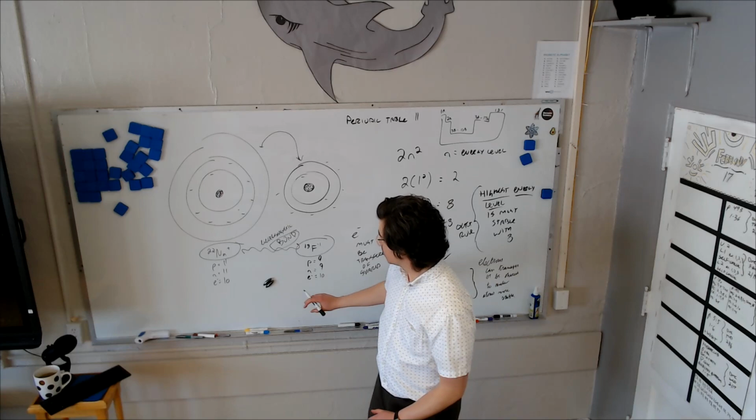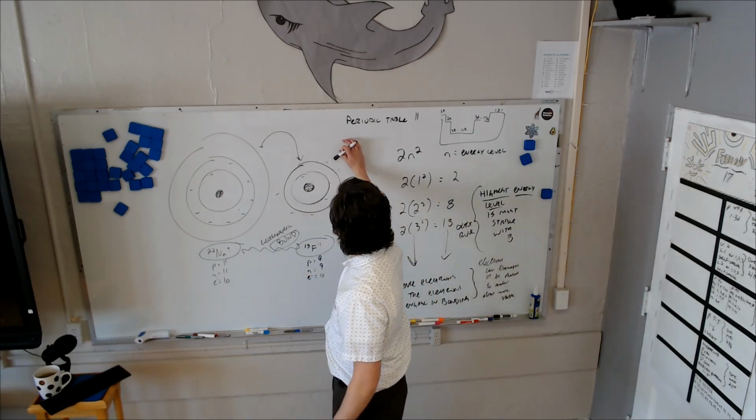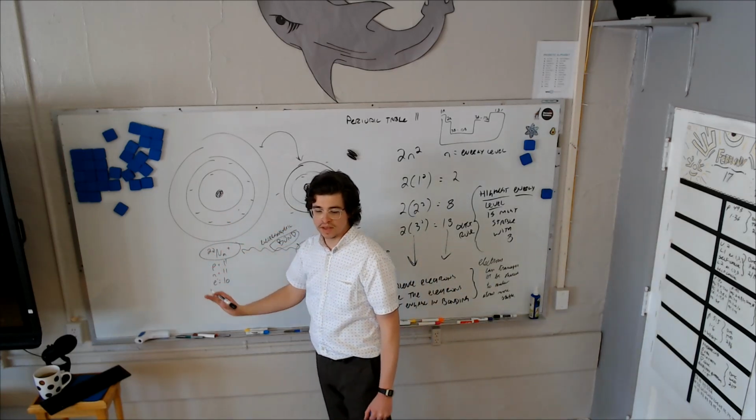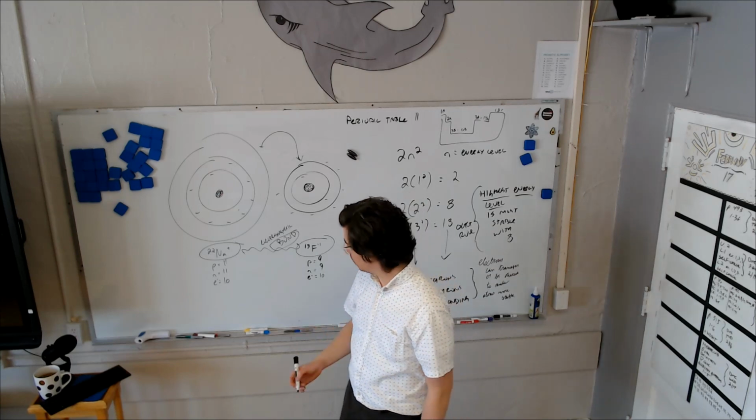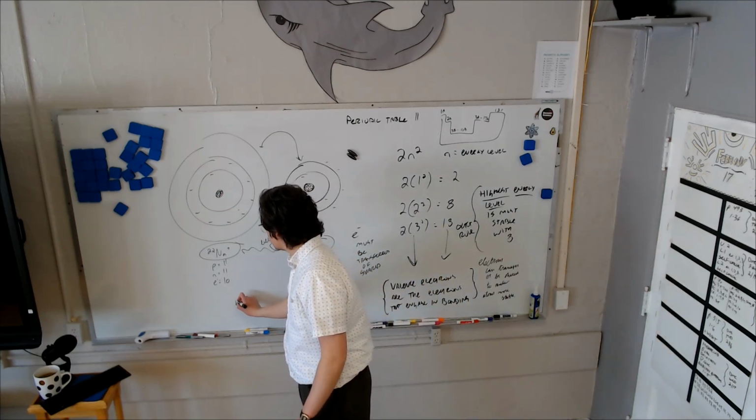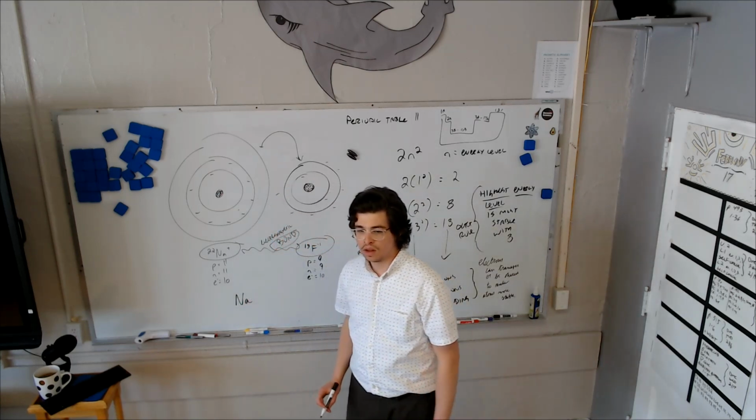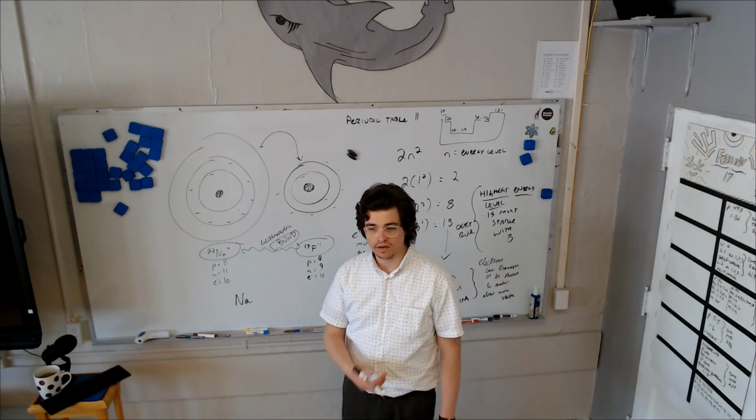Last thing before we go. I said this was the last thing, but I was wrong. Last thing before we go, we can also illustrate how many valence electrons something has with an electron dot diagram. All we do is we write the symbol, and then we put a dot for each electron it has.